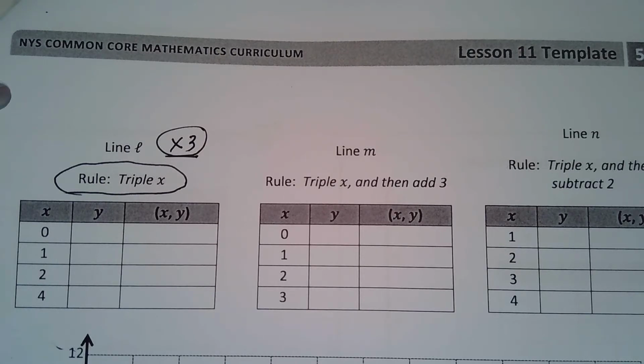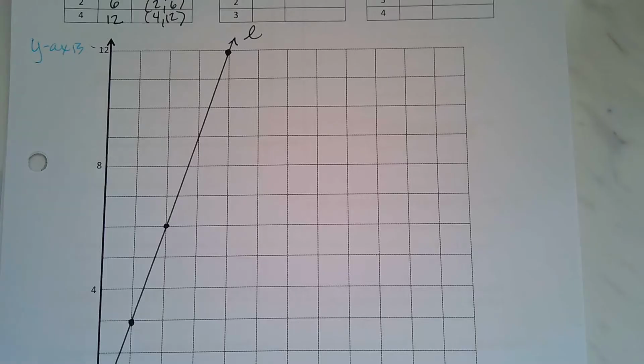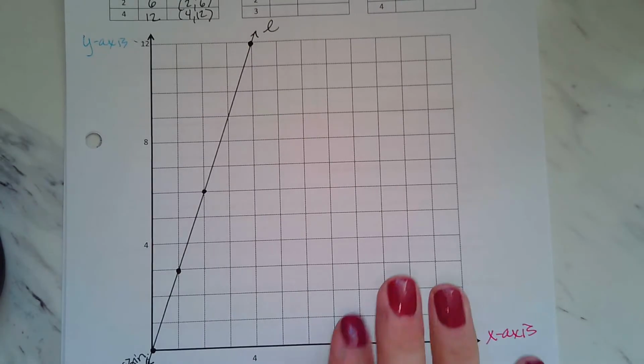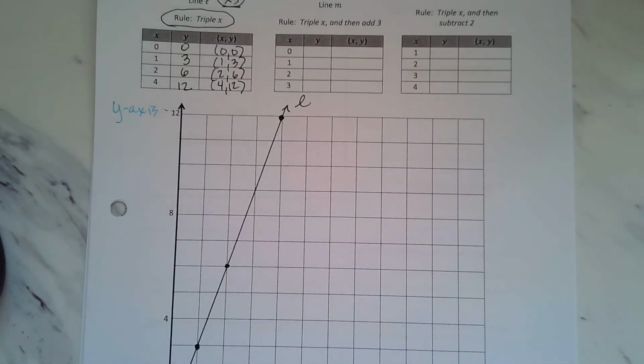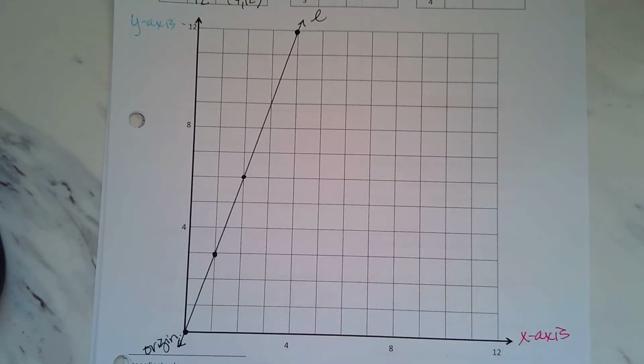So I want you to complete the chart, plot the points, and draw the line. 2 more things. Label the x and y axis. So label your axes and label the origin. Come back and check your work. All right. Did you get 0, 0, 1, 3, 2, 6, 4, 12? Did you plot your points? Did you label your axes? Label the origin, plot your points, and draw your line.